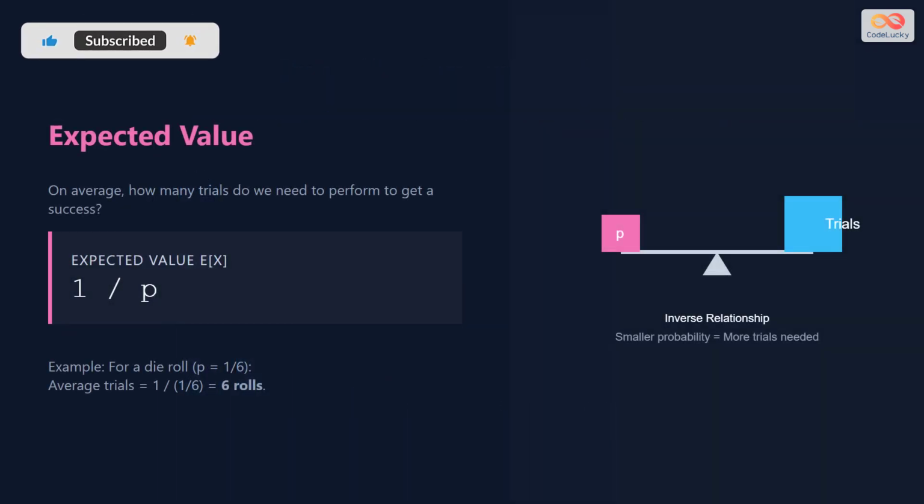A common question is, on average, how many trials will it take? This is called the expected value. It is calculated simply as 1 divided by p. So for our die roll, 1 divided by 1/6 is 6. On average, you would expect to roll the die 6 times to get a 6.